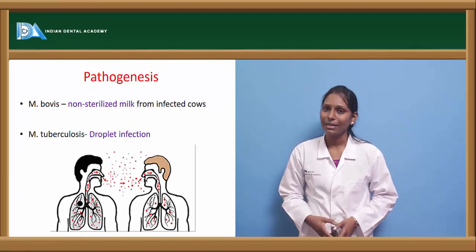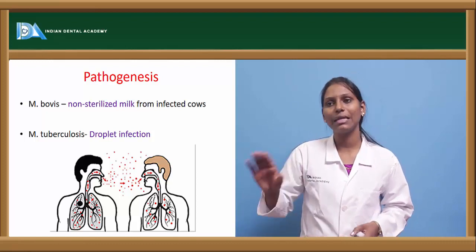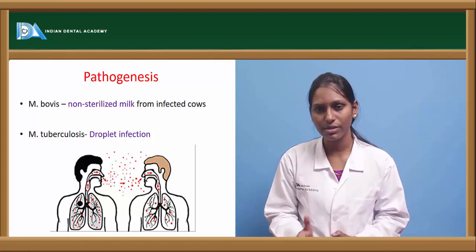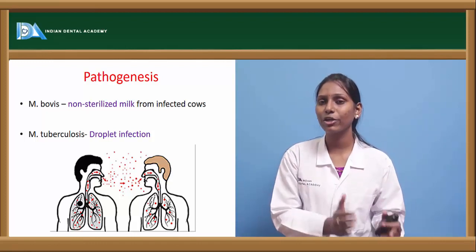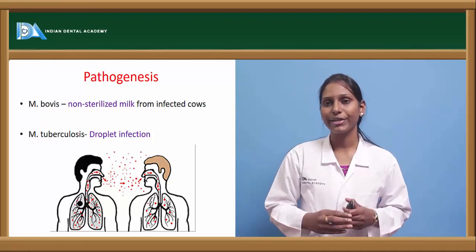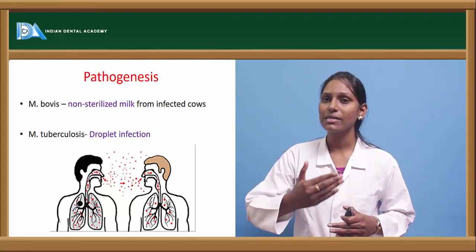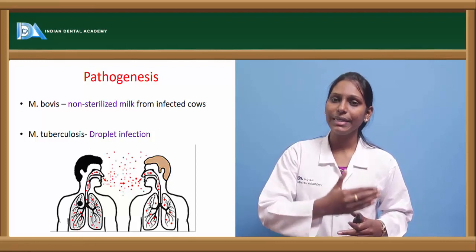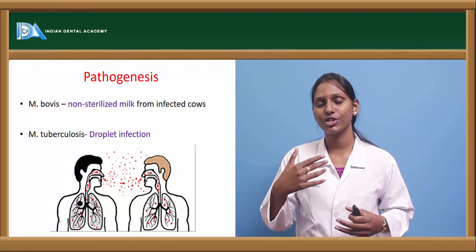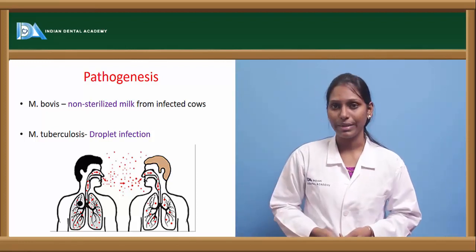When it comes to pathogenesis, normally Mycobacterium bovis spreads through non-sterilized milk from infected cows. Cows which have been infected with tuberculosis, their milk can spread Mycobacterium bovis. Mycobacterium tuberculosis spreads through droplet infection, and hence it is usually seen in patients who have been closely associated with patients already affected with tuberculosis. In those cases also, through droplet infection or through saliva contamination from one patient to another, this can spread.